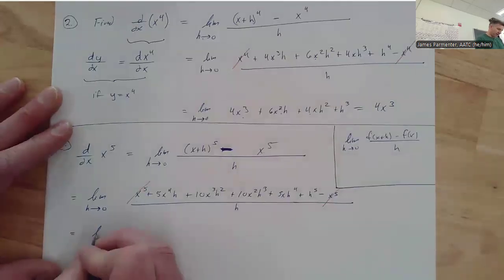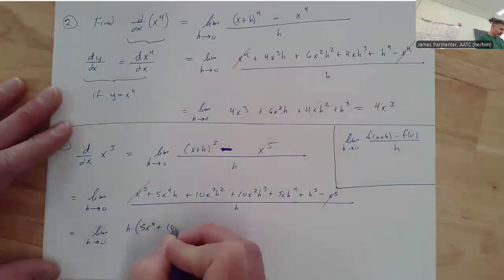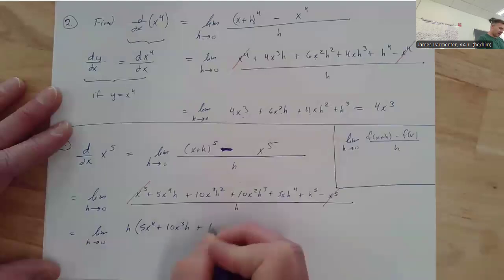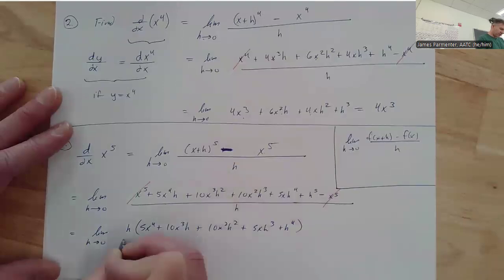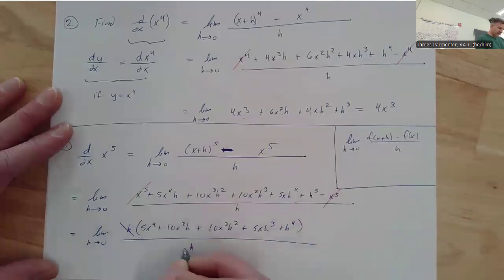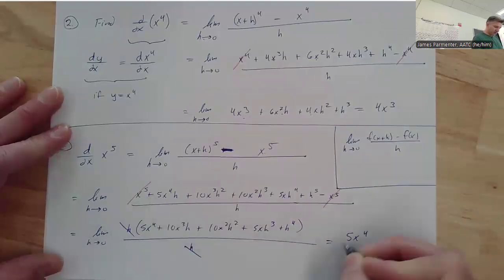I'm going to factor out an h, even though I feel like it's maybe not necessary. Factoring out the h, we have 5x to the fourth plus 10x cubed h plus 10x squared h squared plus 5x h cubed plus h to the fourth. This h divides that h to 1, and you're left with 5x to the fourth plus a lot of zeros.